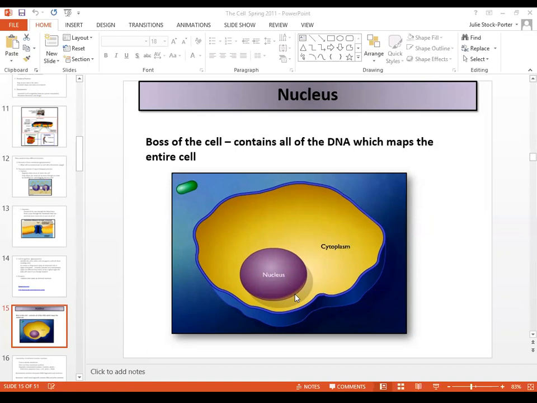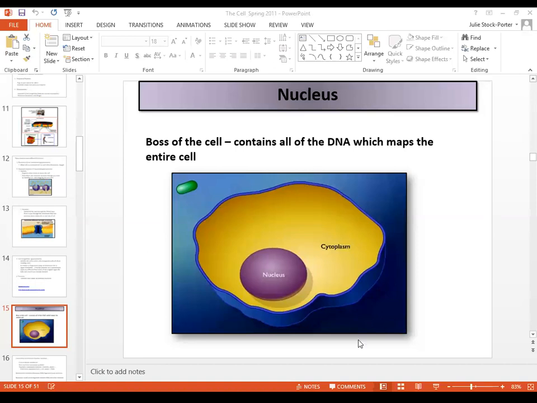Because the DNA is within the nucleus of a cell, it's referred to as the boss of the cell. The DNA is always the boss. The DNA is always going to win. Whatever is on that DNA for making proteins will determine the functionality of the cell. That's why they call it the boss.